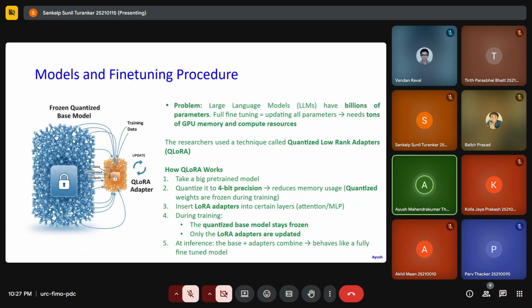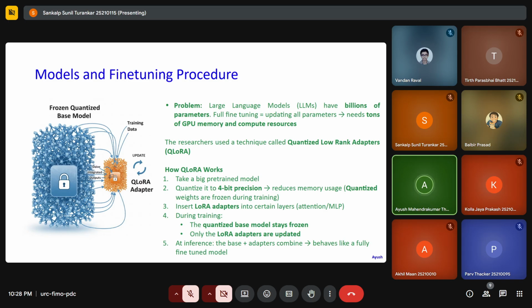Okay, so the problem is to train large language models, which have billions of parameters. It will need tons of GPU memory and GPU resources because we need to update all the parameters. So the researchers used the QLoRA technique, and in this technique, they quantize the base model weights to 4-bit precision, and thus it will save memory usage. Second, they inserted LoRA adapters into the attention and MLP layers, and during training, the base model is frozen, and LoRA adapters are updated at every training epoch.